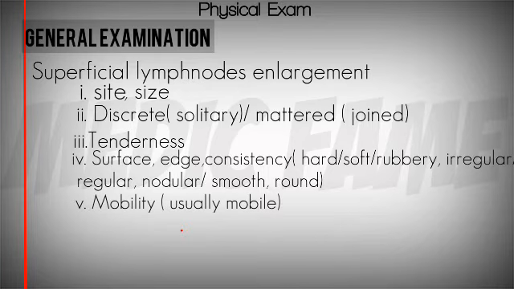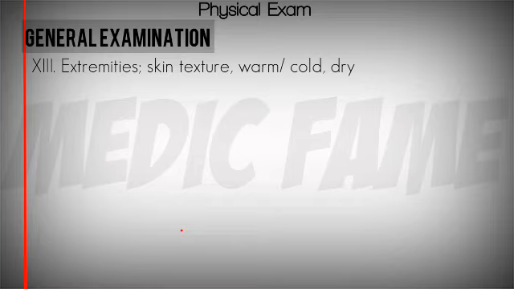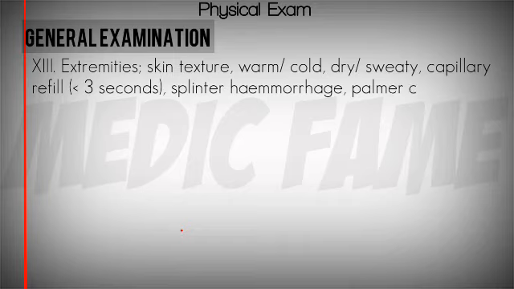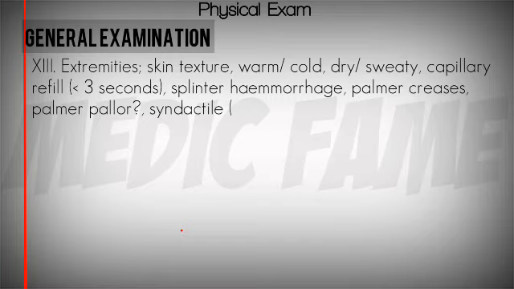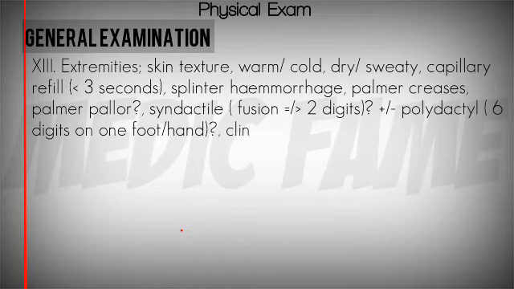Number 13, we look at the extremities, on which we check the skin texture, if they are warm, cold, dry, sweaty, and also we look for capillary refill, which should normally be less than 3 seconds. And also we look for finger clubbing, splinter hemorrhages, and palmar creases, which are mostly found in Down syndrome, and also palmar pallor. We also check for syndactyly, polydactyly, and clinodactyly.